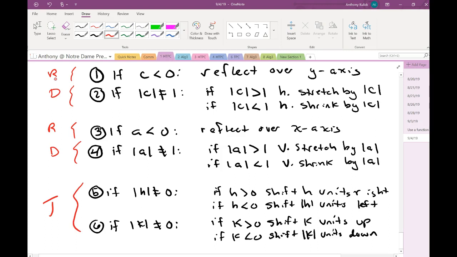So 1 and 3 are reflections, 2 and 4 are dilations, and 5 and 6 are translations, when we talk about the kind of transformations happening. Raul? Yes, of course. Correct. Yep. So we talked about the 3 types of transformations just a moment ago. That's what's going on here.